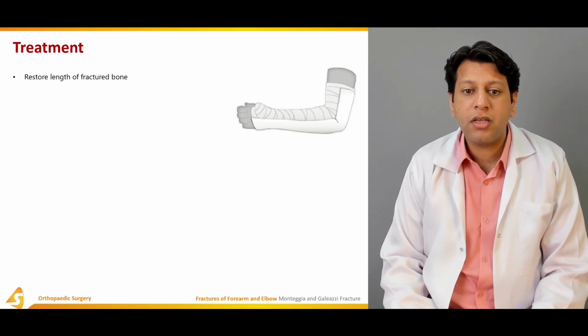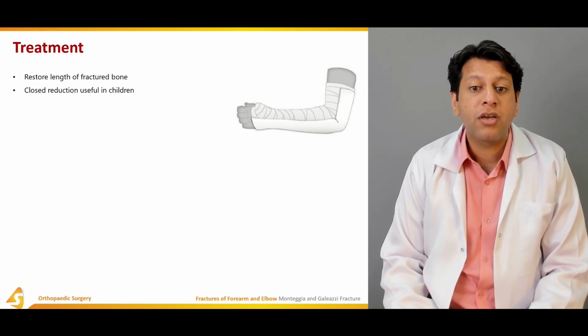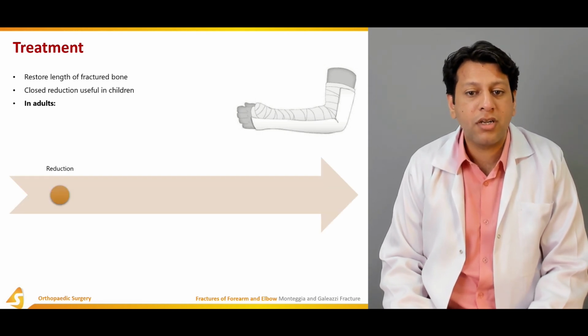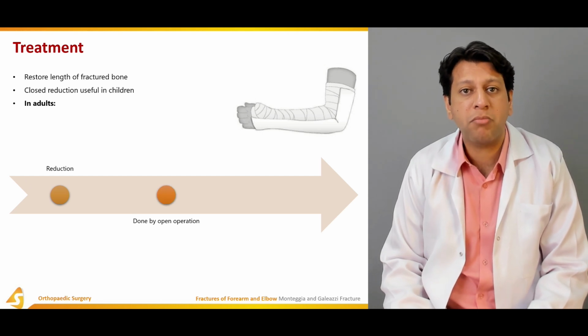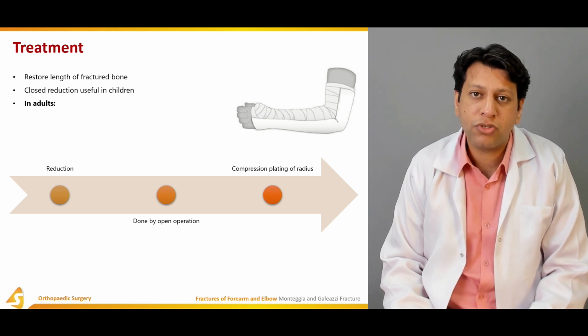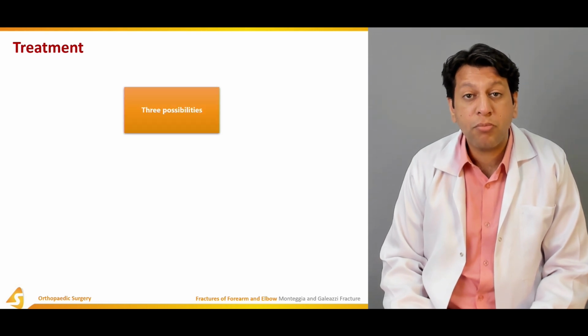The treatment is to restore the length of the radius, which is the fractured bone. Closed reduction is useful in children, but in adults you have to go for open reduction internal fixation. Reduction is first done by manipulation, and then most of the time it is done by open reduction internal fixation, and compression plating and screws are applied to the distal 1/3 of the radius. Then there are three possibilities.